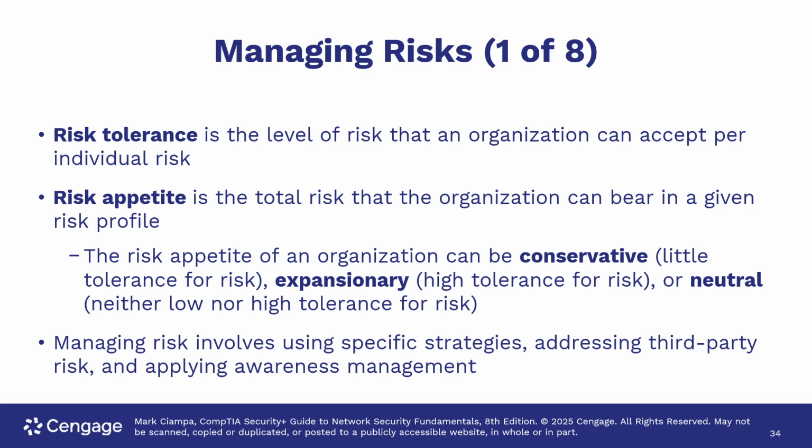So when you do have these risks, you want to be able to understand, can you tolerate that risk? Risk tolerance is a level of risk that an organization can accept per individual risk. Risk appetite is a total risk that an organization can bear in a given risk profile. The risk appetite of an organization can be conservative, little tolerance for risk; expansionary, higher tolerance for risk; or neutral, neither low nor high tolerance for risk.